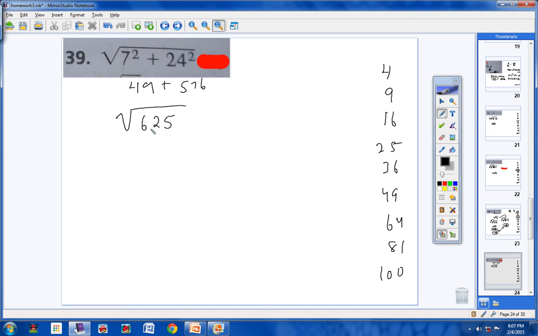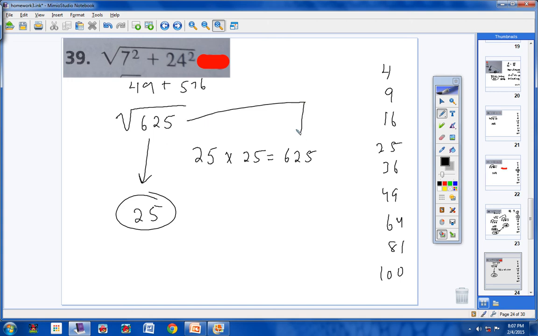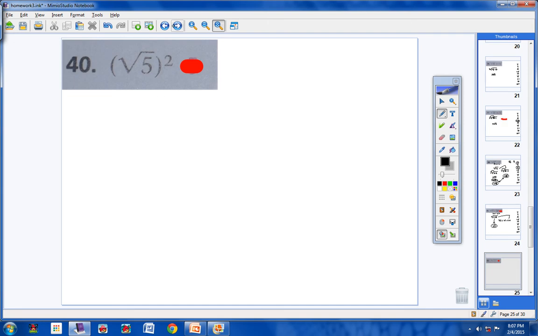So the square root of 25 is just 25. Please don't put the square root of 25, students, okay? Look, 25 times 25 equals 625. So the square root of 625 is 25. Mr. Earhart, how did you know that? I wasn't sure. So I typed into my calculator the square root of 625 and out popped this right here. So I knew I was finished, okay? Alright, moving on to number 40.